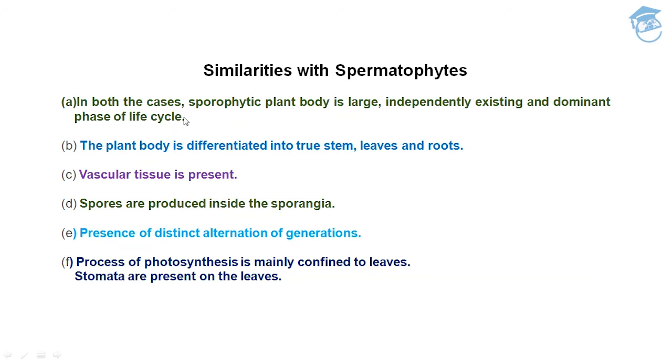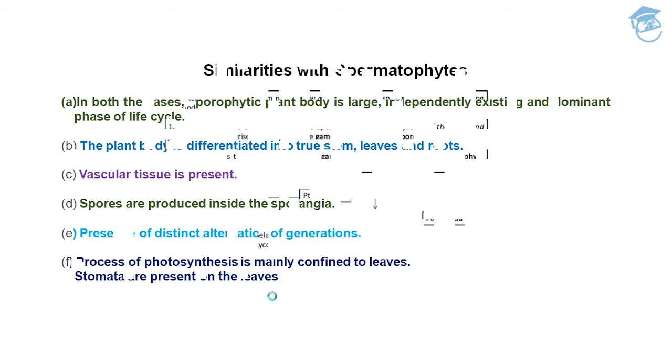Now we'll talk about the similarities with spermatophytes. In both pteridophytes and spermatophytes, the sporophytic plant body is large, independently existing and the dominant phase of life cycle. The plant body is differentiated into true stem, leaf and true roots. Vascular tissue is present in both. Spores are produced inside sporangia in both. There is distinct alternation of generation, and photosynthesis is mainly confined to leaves. Stomata are present on leaves. Okay, I hope it is clear to you now.